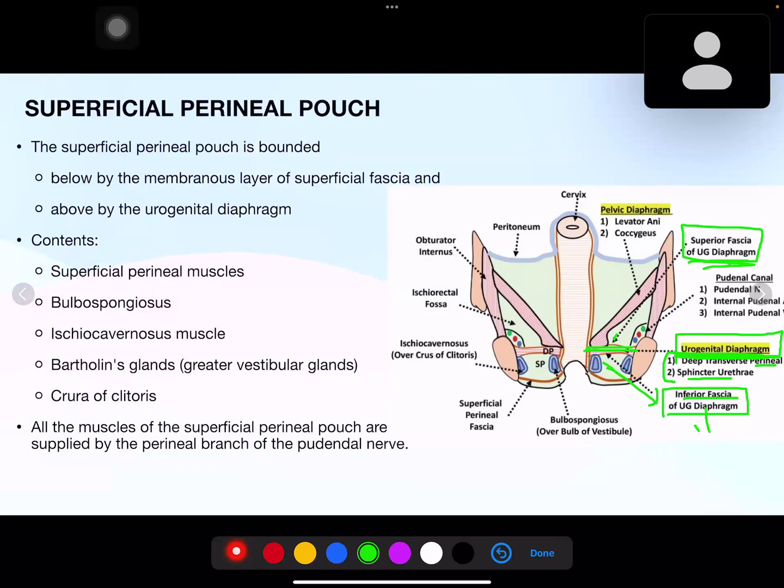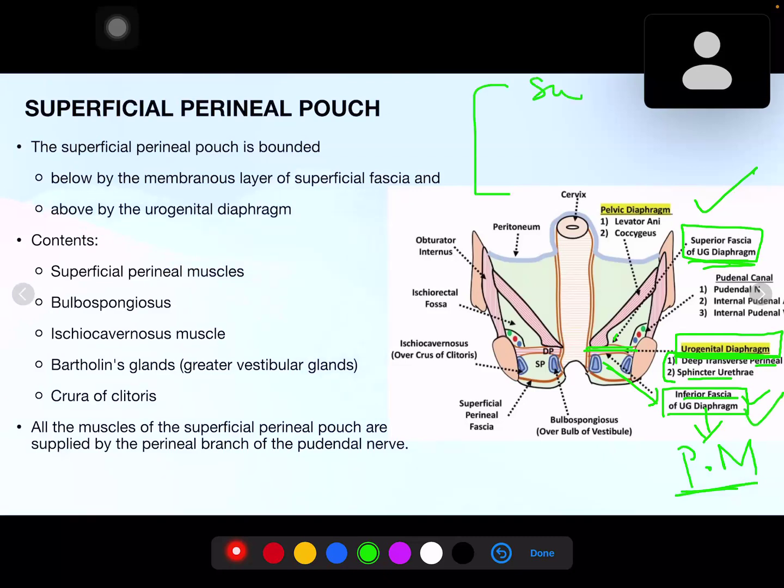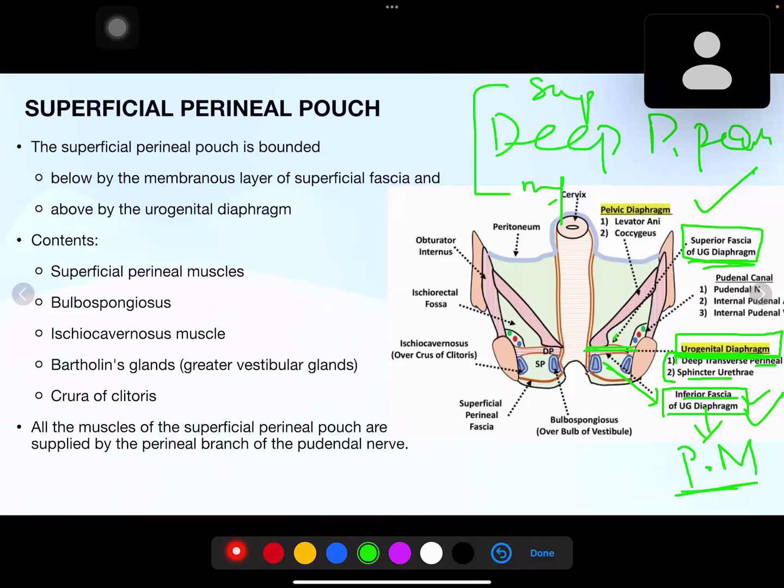And this inferior fascia is called the perineal membrane. This is a very, very important structure. What is the perineal membrane? It is actually the inferior fascia of the urogenital diaphragm. What is present between the superior fascia and inferior fascia? The space between these two fascial layers is called the deep perineal pouch. So what is below this perineal membrane?